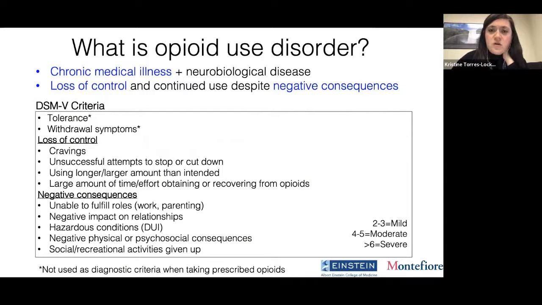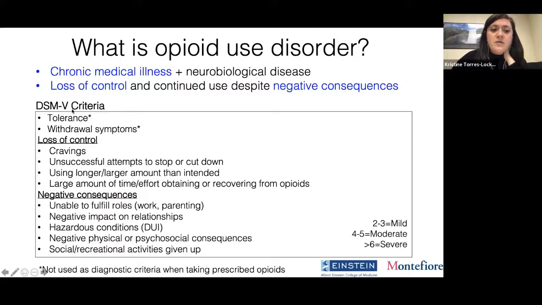So opioid use disorder is diagnosed based on the DSM criteria. But I want to just normalize it as a chronic medical illness, just like anything else you treat, COPD, heart failure, diabetes, where it has periods of disease flare when disease activity is higher, and then also periods of remission where the disease is well controlled. So just think of it as that, like any other addiction. But it's really characterized by a loss of control of substance use and using that substance despite having negative consequences.